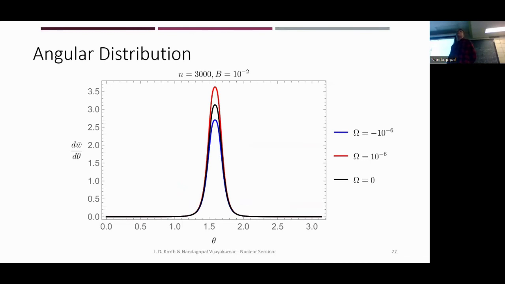Right. I do recall at least one computation where lower magnetic field tends to spread this out. Lower magnetic field and higher energy tends to spread this out a little bit. But so far, it doesn't look like that's occurring.